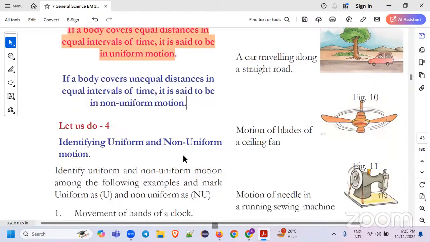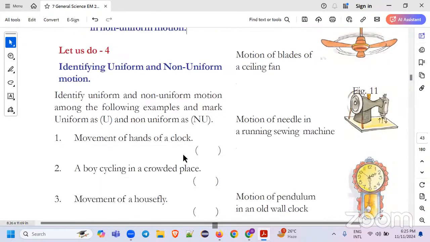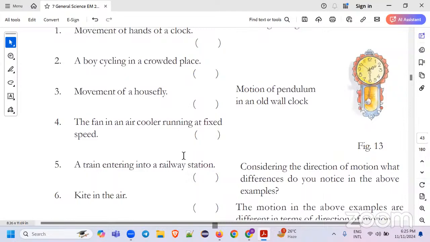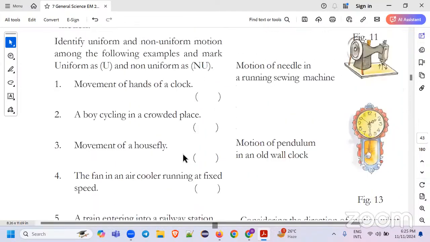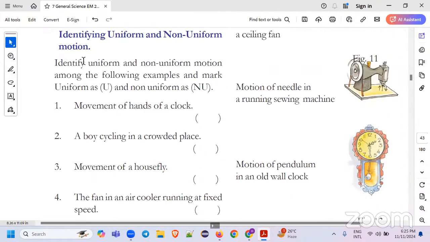Now let us try to understand. You observe so many kinds of motion around us. So we shall see which are non-uniform motion and which are uniform motion. Identify the uniform and non-uniform motion here. Movement of the hands of a clock.